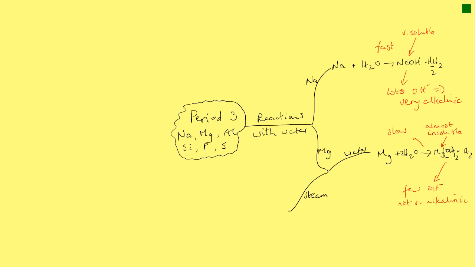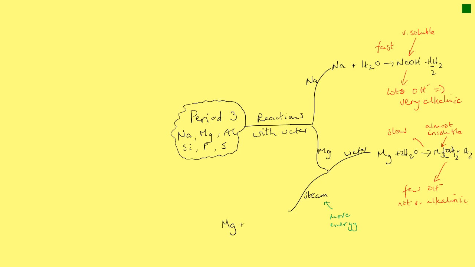It does react better with steam, because steam has more energy. And the energy is useful because the ionic bonds in magnesium are stronger than sodium, for example, because magnesium is a 2+ ion. And so the activation energy is higher because of those strong metallic bonds. And steam does have more energy, and so provides some of that activation energy. Nevertheless, you still need to heat the magnesium in order to make it react, and when it does react, you get a slightly different reaction.